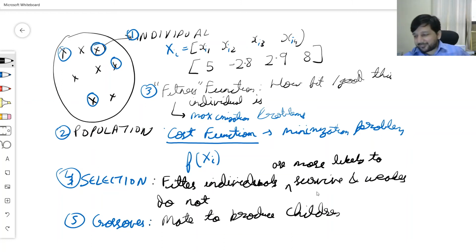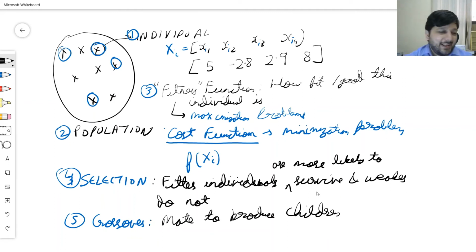Now, the children always carry some characteristic of the father and some characteristic of the mother, because we're dealing with digital life. We are dealing with a simulated environment, so there could be multiple parents, any number of parents, producing multiple children, any number of children, and the entire operation is what is called a crossover.